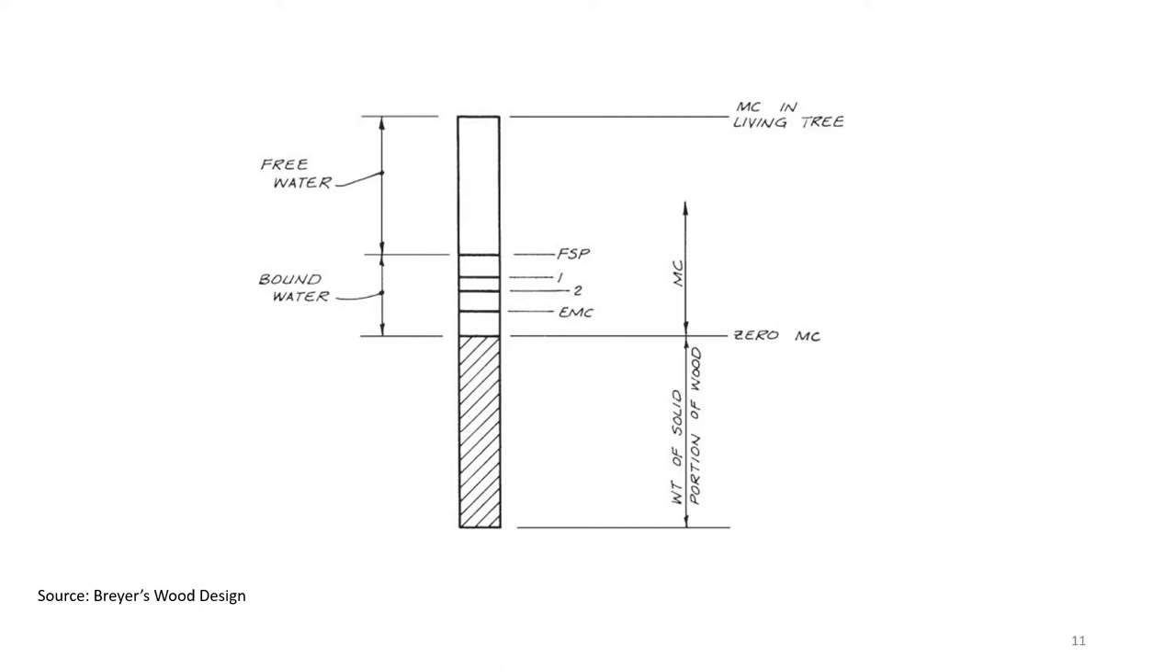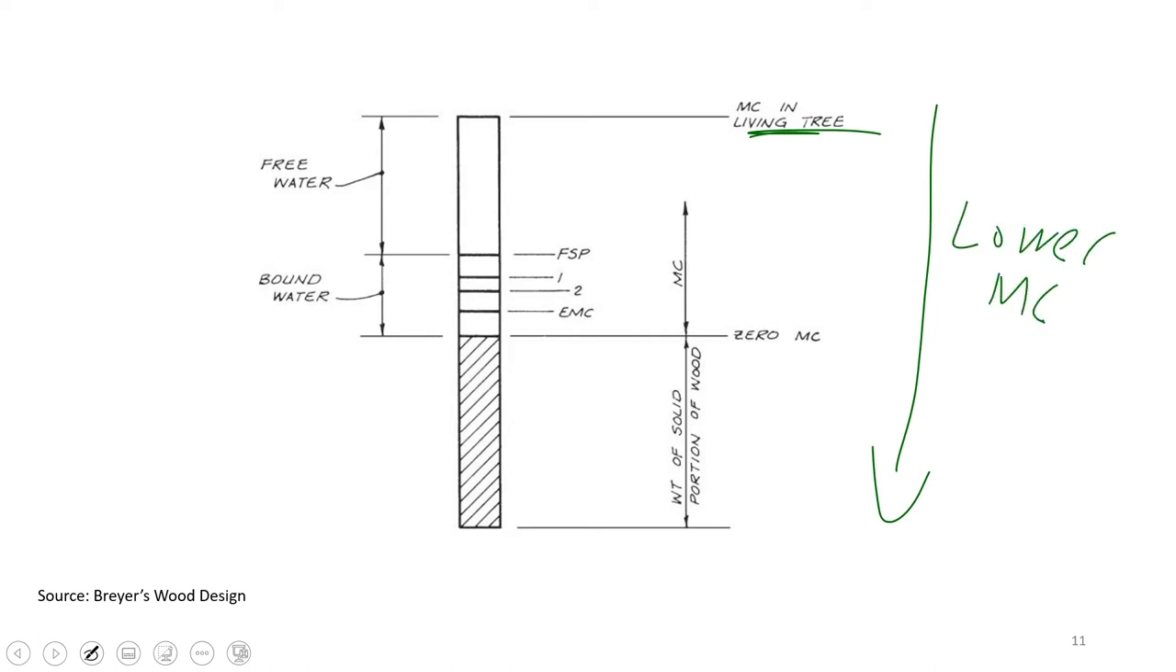So notice we start out here at a high moisture content, likely well over 100%, with the moisture content in a piece of green lumber or a living tree. Then we cut it down and start air drying it or kiln drying it. And as we go down to lower moisture content, first you're going to drive off the free water. Then you're going to hit the fiber saturation point. Then you're going to start driving off the bound water. And then finally, you're going to hit some equilibrium moisture content.